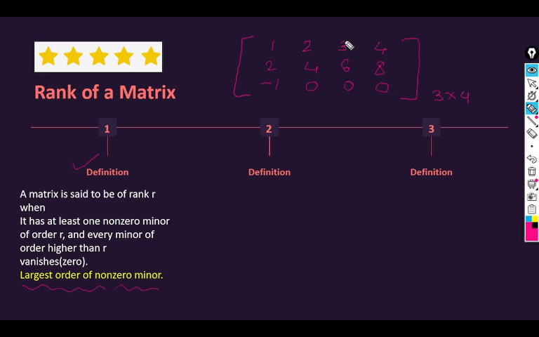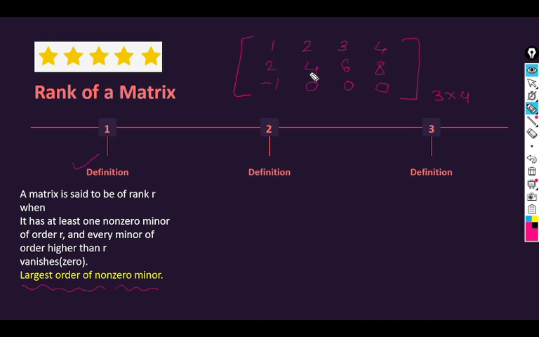But if we delete any of the columns, for example, if we delete the first column, you will observe the determinant is 0. The determinant is 0 for the last three columns, because one of the rows is itself 0. And if you delete the last column, then also the determinant value is 0, because the first and second rows are scalar multiples of each other.